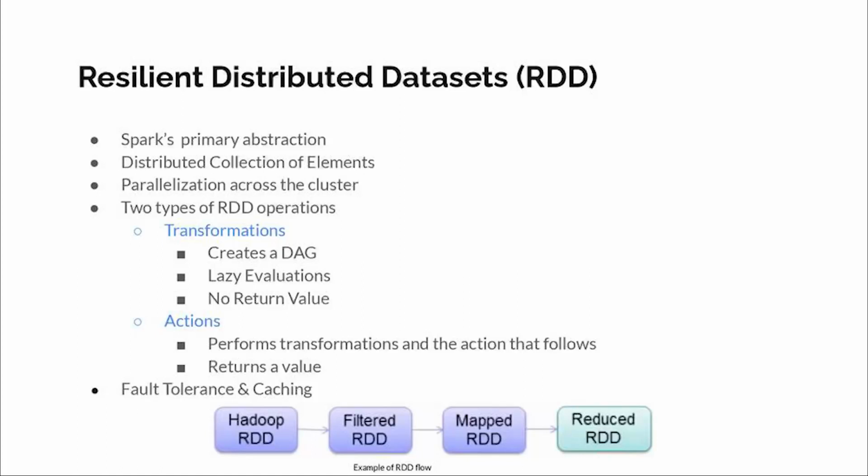Now there are essentially two types of operations that we can do with an RDD. The first one is transformations, which create a new dataset from an existing one. The second one is actions, which return a value to the driver program after running a computation on the dataset. So, transformations and actions. Now there is something known as lazy evaluation which is associated with an RDD, which we will cover in the later slides.